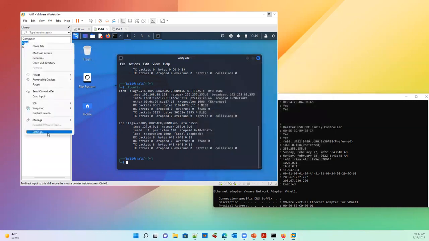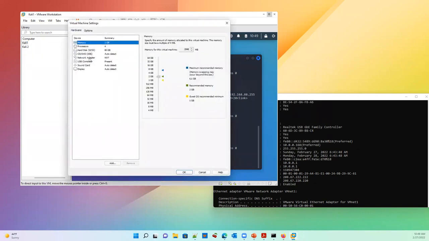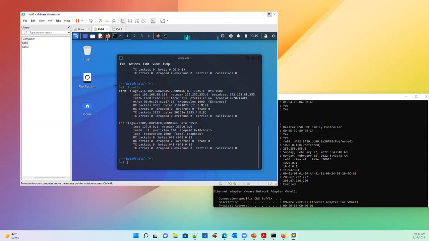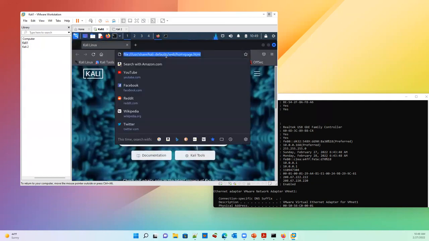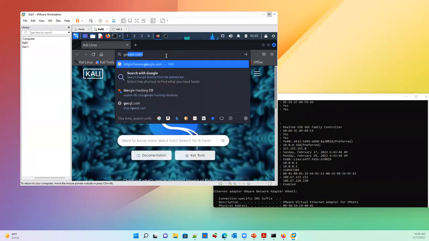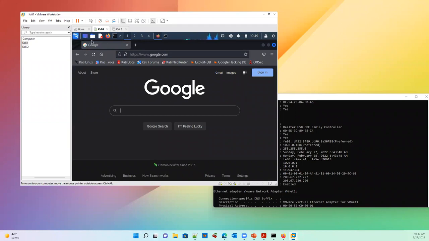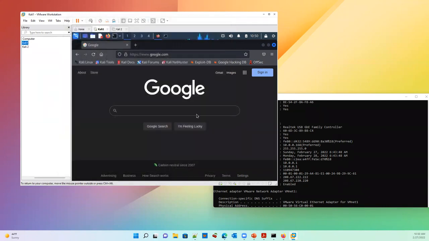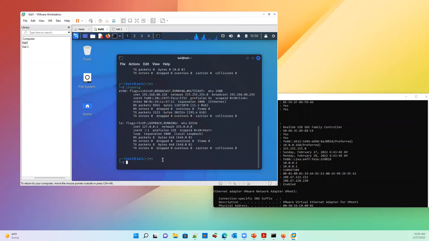Now, the third option is host only. And in NAT mode, you still can go to the internet. Let's check it out. Yep, you still can go to Google. Now let's change its type to host only. Okay, let's give it a couple of seconds. See, it's connected now. Your network is disconnected now. Okay. No, it's connected now.